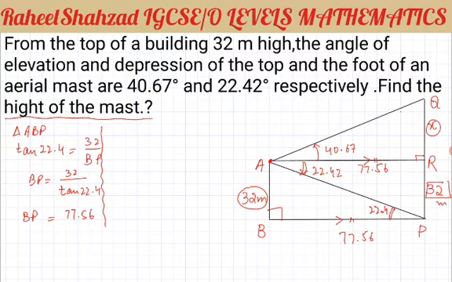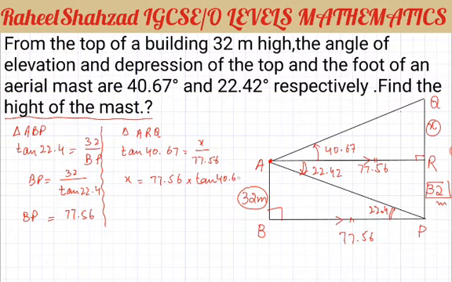Now again, in triangle ARQ, we apply tan of 40.67, that will be equal to x divided by 77.56. So RQ would be 77.56 times tan of 40.67, and this is 66.64 meter, right? That is the length of x, that is 66.64.